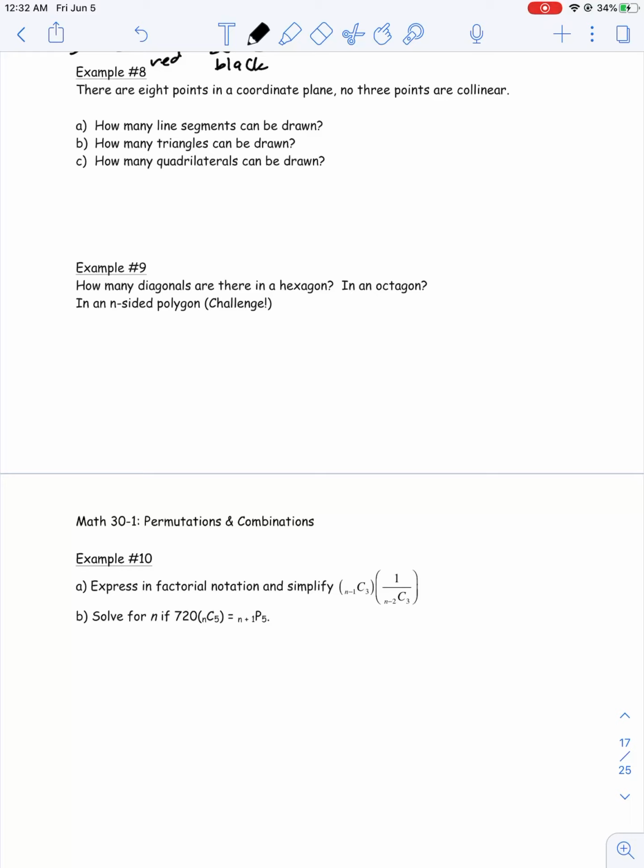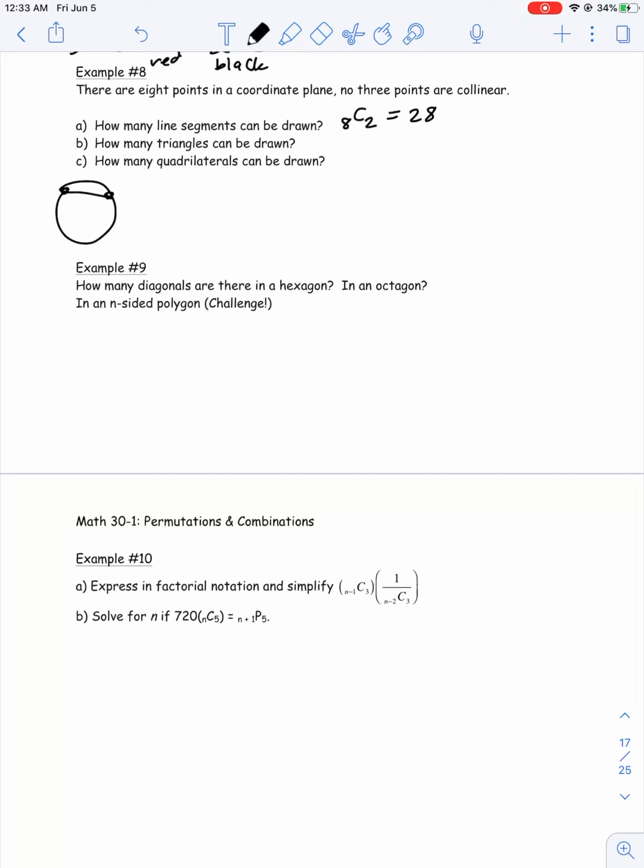Example number 8, it says, what if there are 8 points on a coordinate plane? No 3 points are collinear. So they're saying how many ways can we connect these 8 points to make a line segment? Well, we have 8 points and we need 2 points to make a line segment. So anytime you have points here and you connect them, that makes a line segment. So 8 choose 2 will give us our answer of 28 line segments.